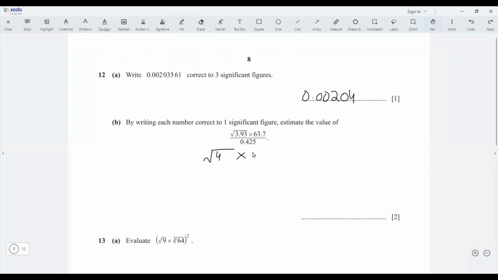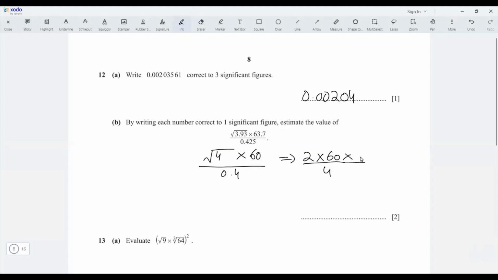Oh, it will be 60, pardon. It is 60.0, you can say 60. And then divide by 0.4. 4 is the very first digit, and the number is smaller than 5, so we can write 0.4. So the square root of 4 is basically 2. 2 times 60, and remove that decimal sign, it will be 4.